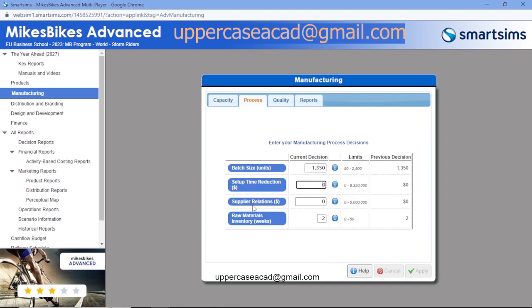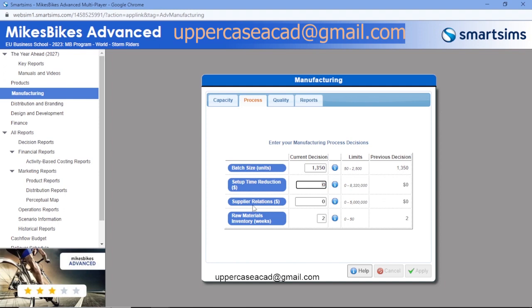Then the next one is the supplier relation. Your company can direct finances to improve your supplier relations. This may include paying incentives to suppliers who provide quality products, or paying increased transport costs to enable frequent deliveries. Your strategy in this game should be to increase the amount in supplier relation, as this will reduce the time it takes for your inventory to arrive.